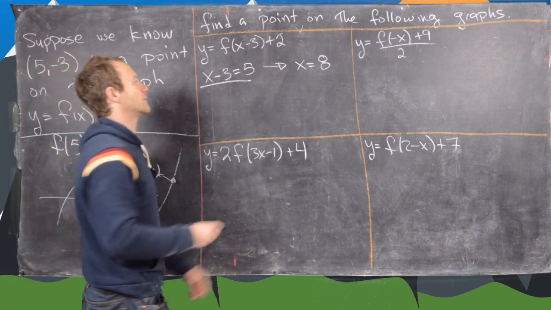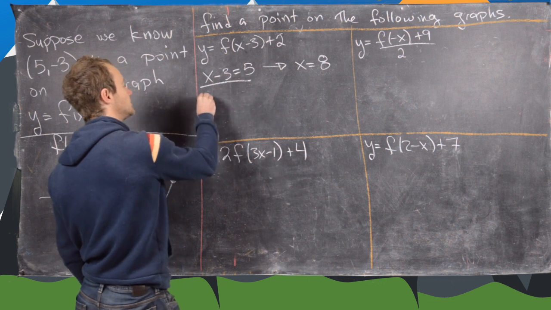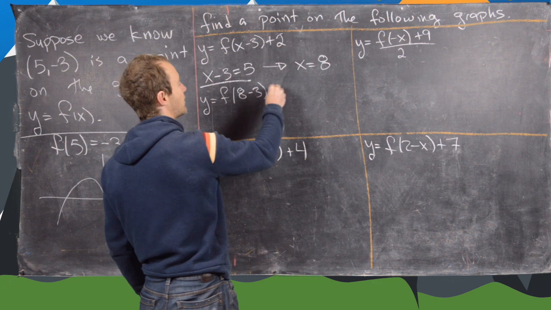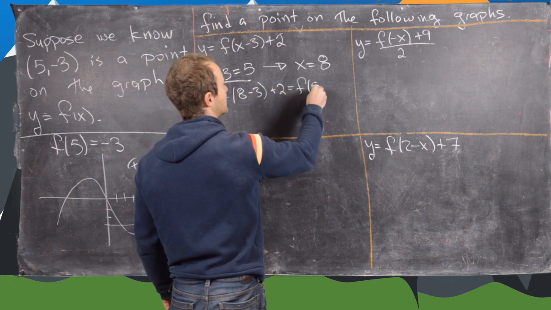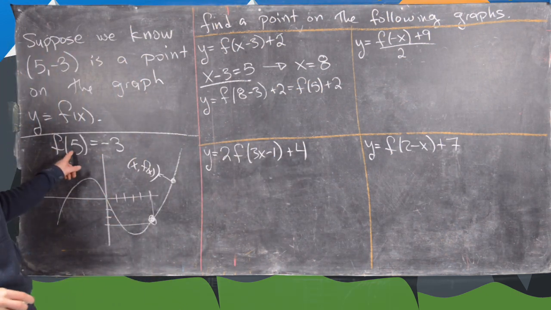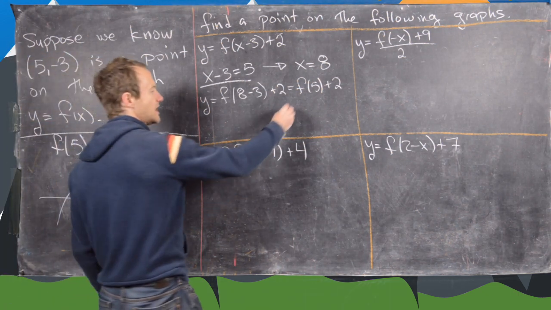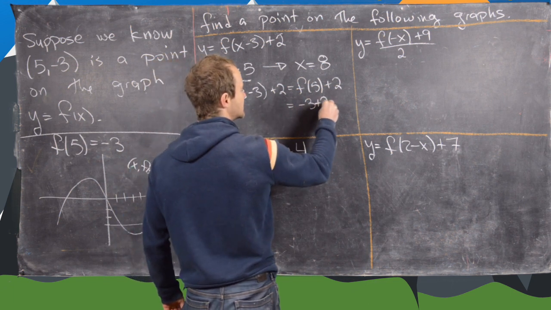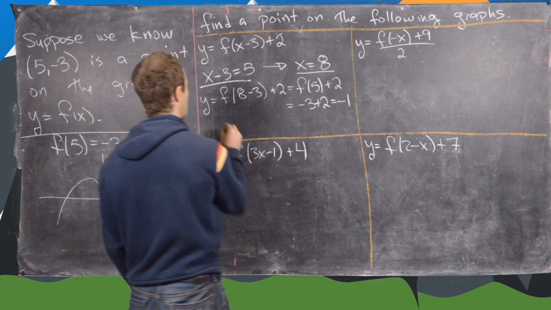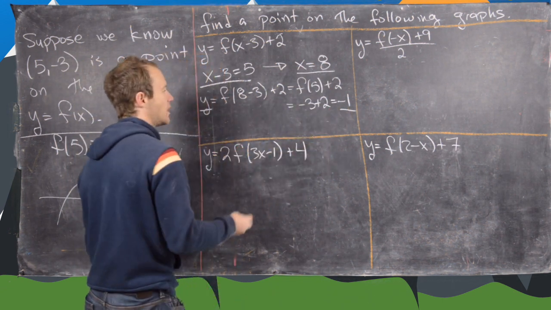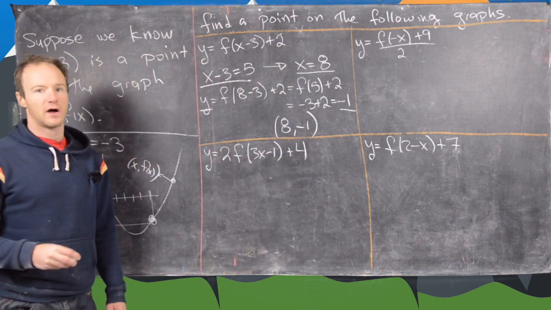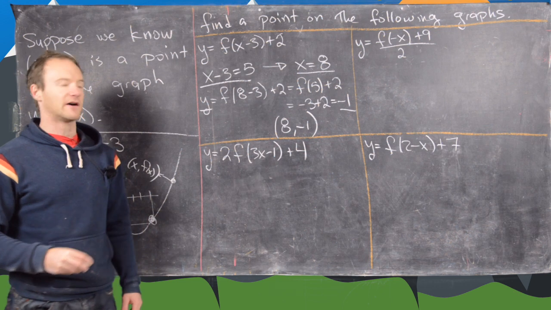Now we can plug that in here, and we'll get y equals f of 8 minus 3, plus 2, but that's f of 5 plus 2. We know that if we plug 5 into this function, we get negative 3, so that's negative 3 plus 2, which is negative 1. So we have an x value of 8 and a y value of negative 1, which tells us that (8, -1) is a point on this graph.